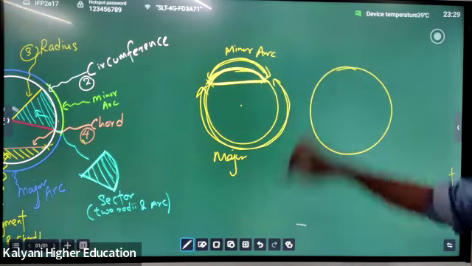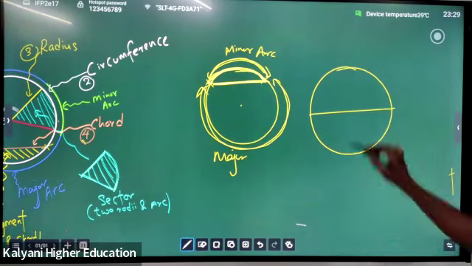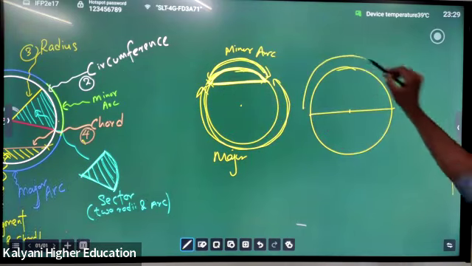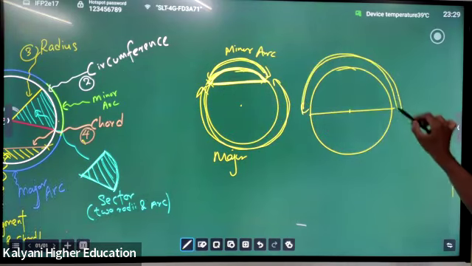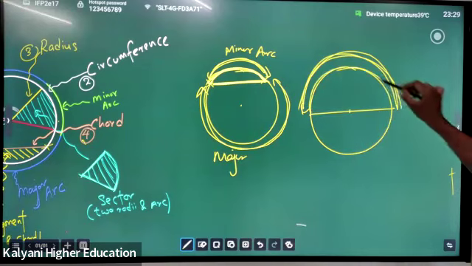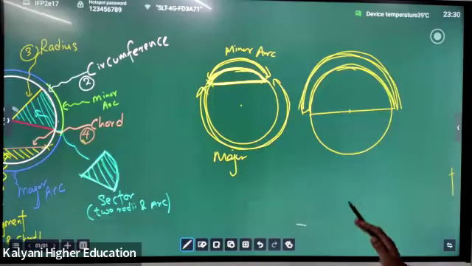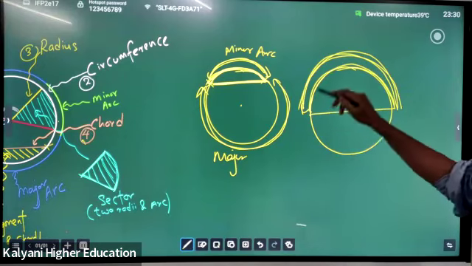But when I have a circle and I draw a chord, if that chord is the diameter, what happens to this line? What is the name of this curved line? Semicircle? No, the curved line. Arc. I know that is equal, I didn't ask that. I asked what is the name of the line. This line's name is arc.